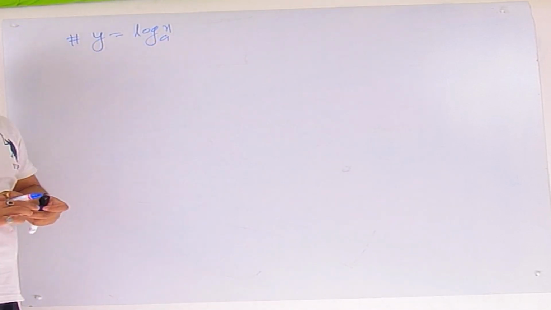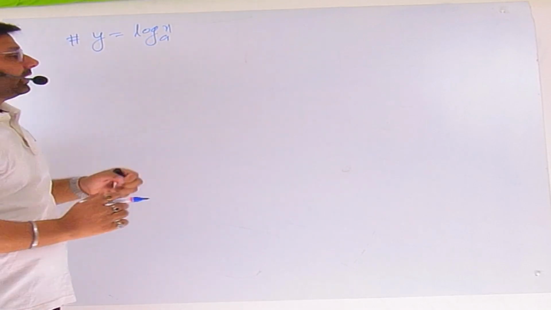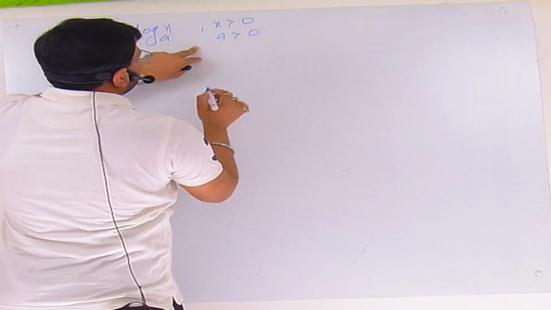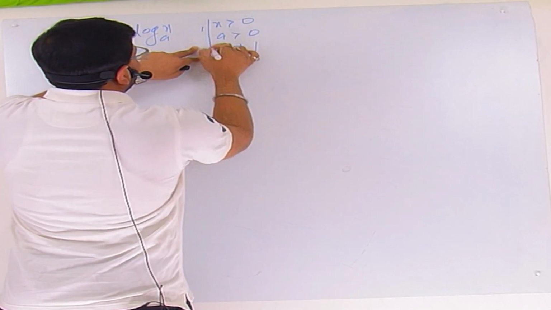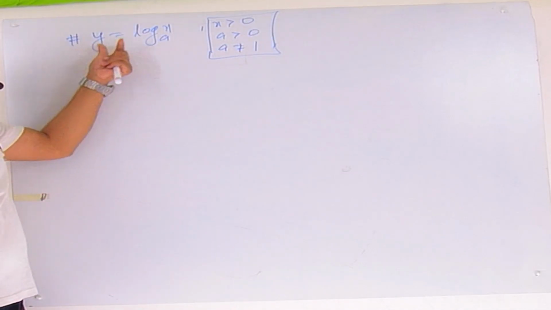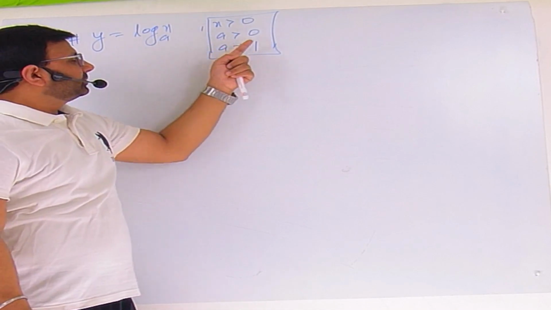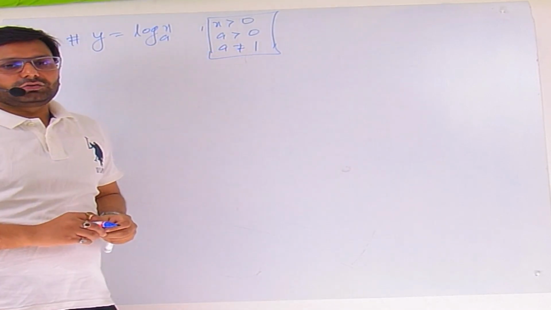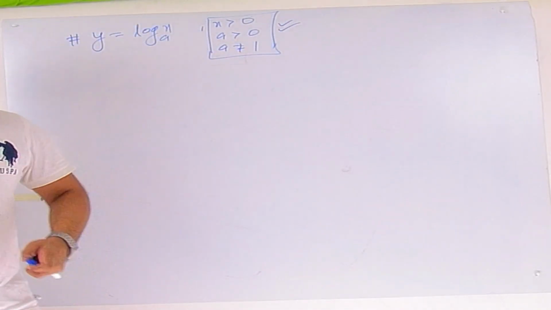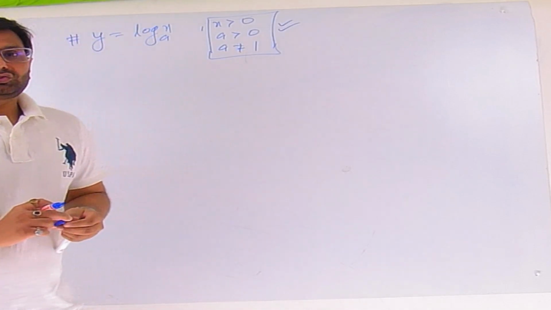So when will this expression be defined? If I am writing y is equal to log x base a, then x must be greater than 0, the base must be greater than 0, and the base should not be equal to 1. So these three conditions must be satisfied. I have already discussed these things in previous classes, in the basics of log and the logarithmic equation chapter. Yes or no?